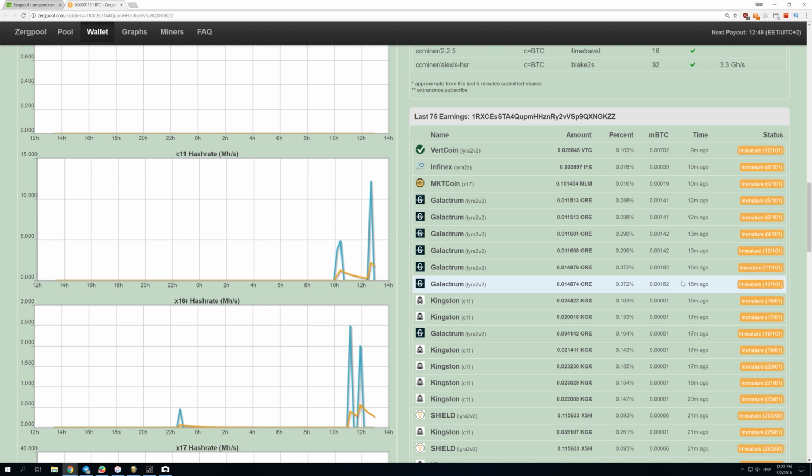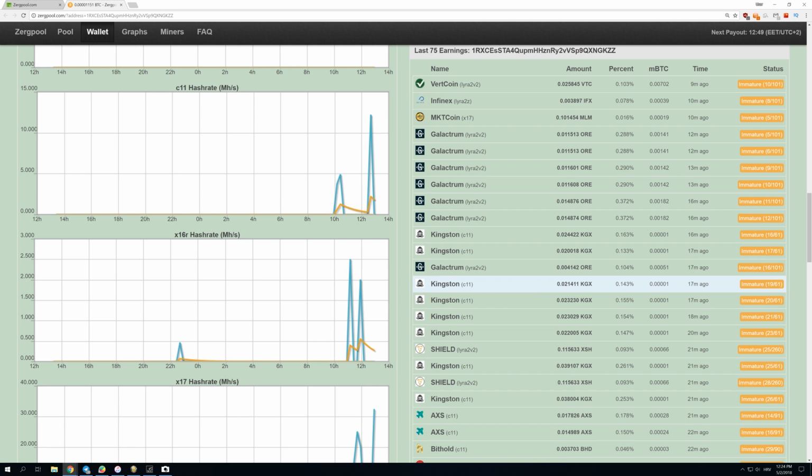But if you don't get lucky for longer periods of time, it can even last for up to an hour or 2 hours, where you make only a few cents per few hours, which sounds insane, but it all averages out. For example, by mining Kingston on the C11 algorithm, you can see that I was only getting paid one satoshi here, one satoshi here, here, and in a span of 5 or 6 minutes I only made 5 satoshis, which is completely insane how low that is.